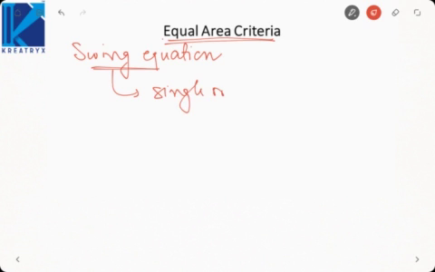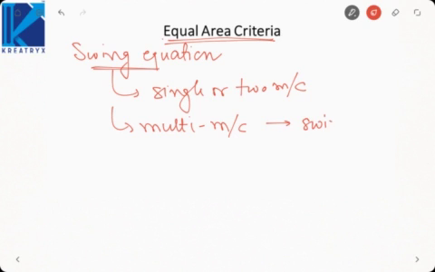single or two machines. Why two machines? Because we studied that whenever there are two machines in a system, they can be represented by an equivalent single machine system. That is why at the most you can have two machines or one machine, but not more than that. If multiple machines are there, then you have to use the swing equation. And actually, the swing equation cannot be directly solved. Why?